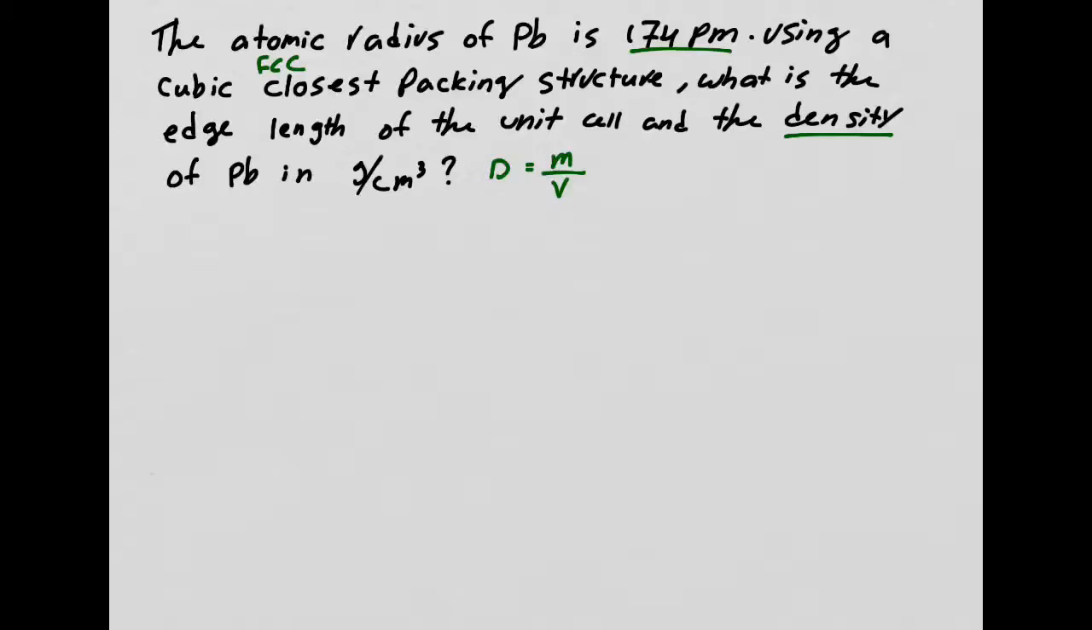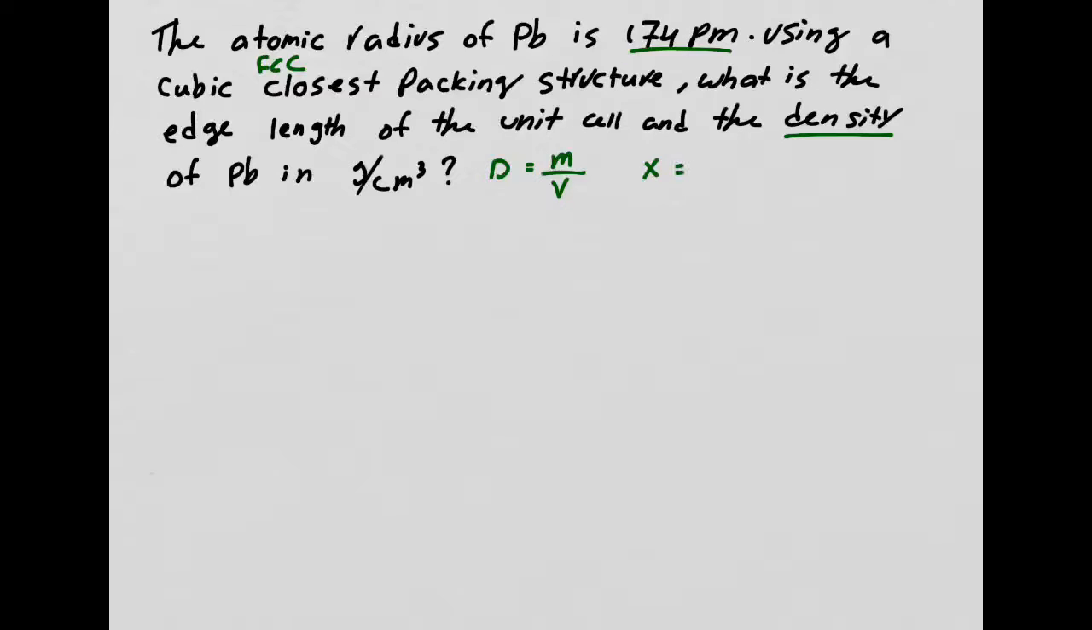Okay, so they're asking you for density, right? And the edge length of the unit cell. And then they give you the atomic radius. And they tell us this is FCC. I know it's FCC because FCC is the most efficient one, and the other name for it is cubic closest packing. Because with the most efficient one, you can pack a lot of atoms nicely in there. 74% volume efficiency.